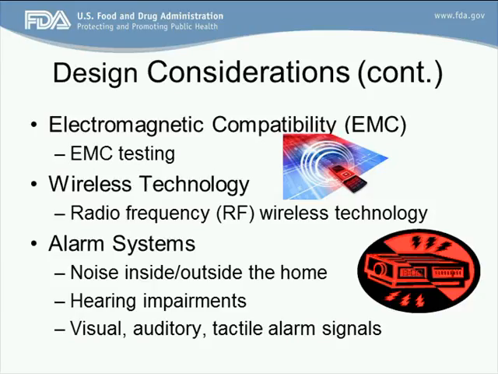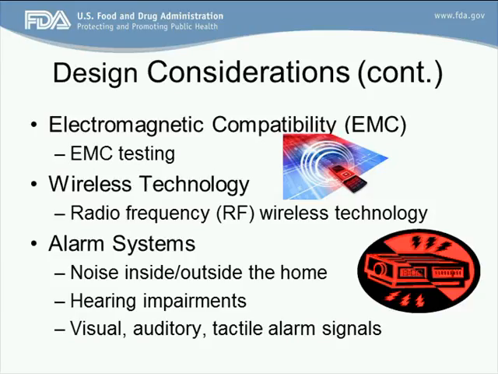And then finally, alarm systems. You have to understand there's going to be a lot of noise inside and outside the home environment. There can be construction going on. There can be fans. There can be loud TVs. There can be music. There's all sorts of things. A lot of people might have hearing impairments, and so they're not going to hear an alarm go off.